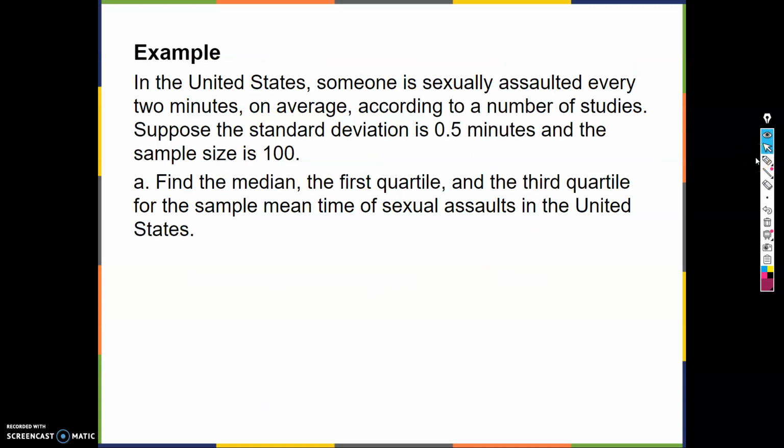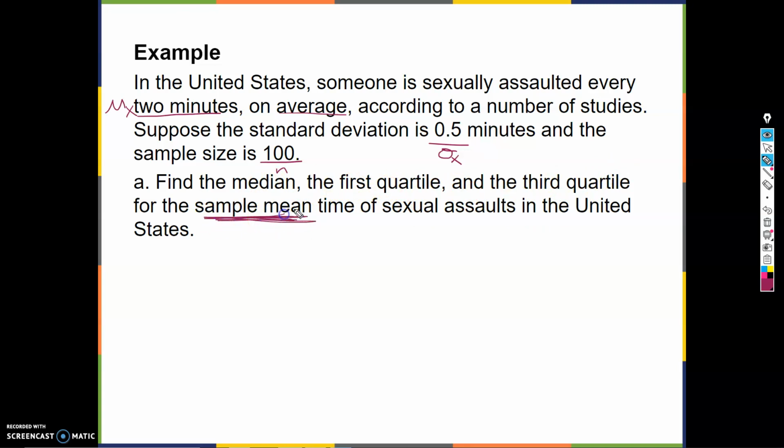So in the United States, someone is sexually assaulted every 2 minutes on average, according to a number of U.S. studies. Suppose the standard deviation is 0.5 and the sample size is 100. 2 minutes, there's our mu, on average. Find the median, the first quartile, and the third quartile for the sample mean time of sexual assaults.